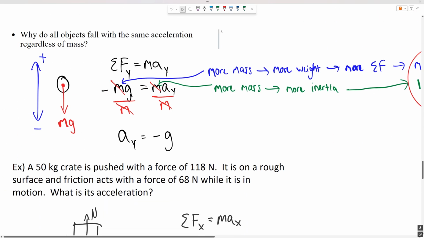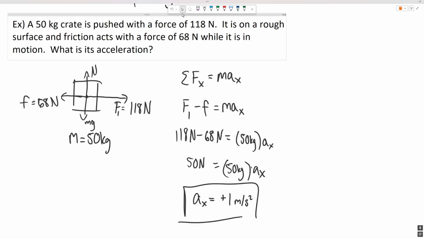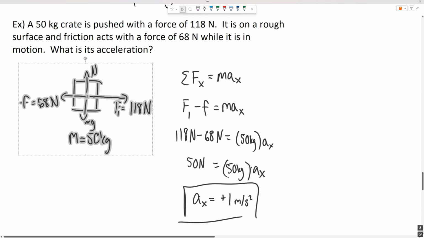Okay. All right, let's look at another example here. Let's say we have a 50 kilogram crate that is pushed with just a force, not a net force, with a force of 118 newtons. It is on a rough surface and friction acts with a force of 68 newtons while it is in motion. What is its acceleration? So we draw our free body diagram here.